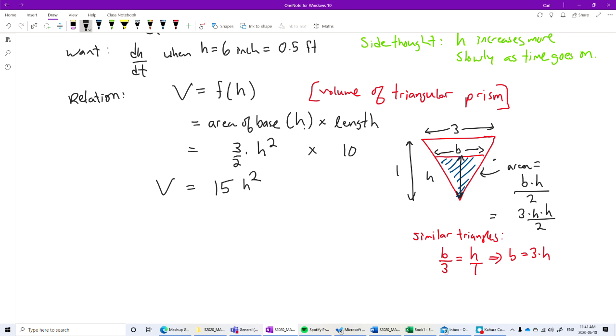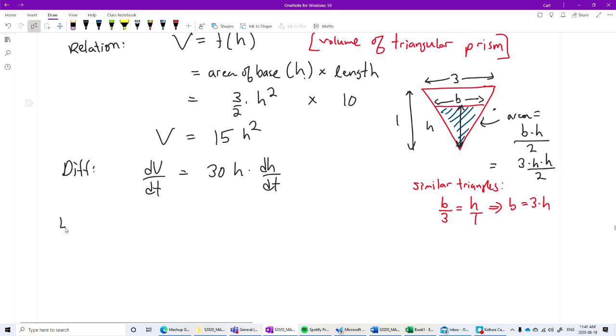All right, so you see there's a bit more work there. We have to really investigate what is the relation between these variables. Okay, now we differentiate. Left side, dV/dt. Right side, 30h times dh/dt. Fortunately, the derivatives are pretty easy on this one.